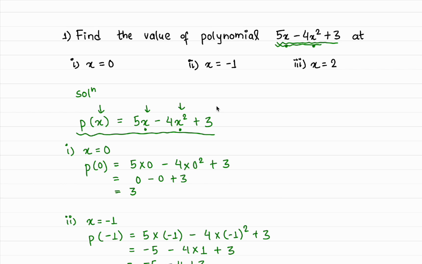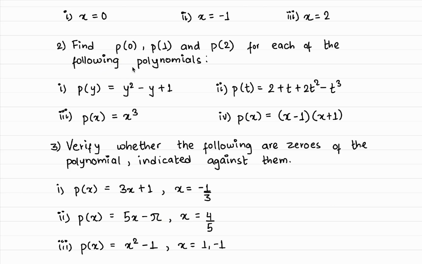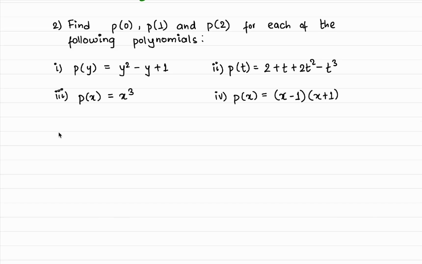Now let's look at the second question. So in our second question, the polynomials are already given as p in terms of y, p in terms of t, p in terms of x, and so on. What we need to do is just find the values of these polynomials when the x or the variable is 0 and when it is 1 and when it is 2. Okay, so let's see how we can do that. This is pretty similar to our first question. So we have our py in our question number 1 as py equals to y square minus y plus 1.